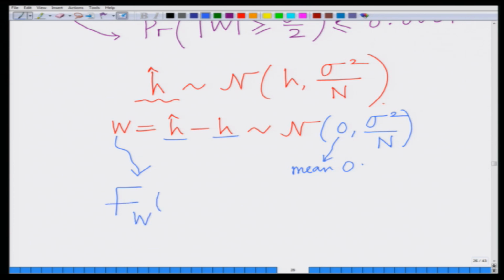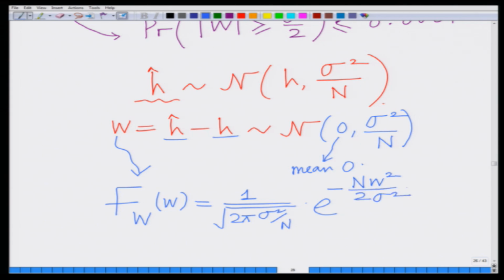So, the probability density function f_W(w) is given as 1 over square root of 2 pi times the variance, that is sigma square divided by n, e raised to minus n w square divided by 2 sigma square. So, the probability density function of the estimation error is Gaussian with mean 0 and variance sigma square divided by n.